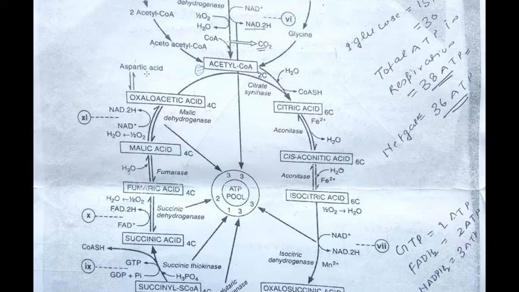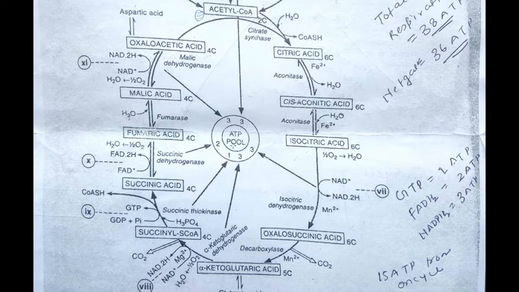Oxaloacetic acid is also convertible with aspartic acid. The oxaloacetic acid produced in this cycle is a 4 carbon compound, and it combines with acetyl coenzyme A, a 2 carbon compound, and is again converted into citric acid. So it's a cycle form. That's why we call it the Krebs cycle. The Krebs cycle takes place inside the mitochondria, and what is the main purpose of performing the Krebs cycle? It's energy production. In the next step, we are going to count how many ATP are produced through the Krebs cycle.